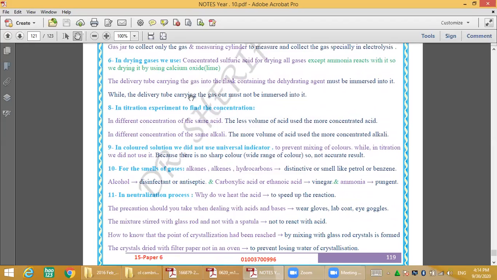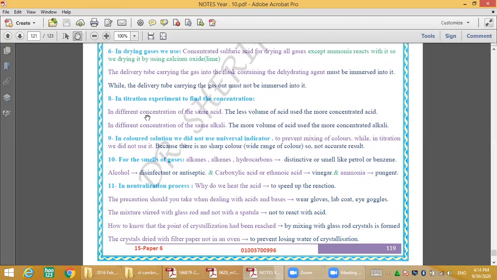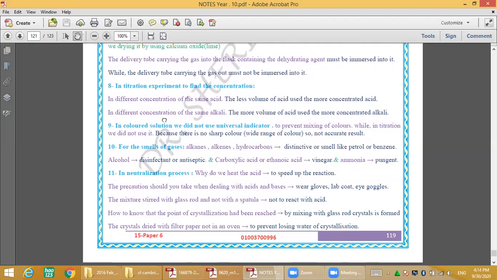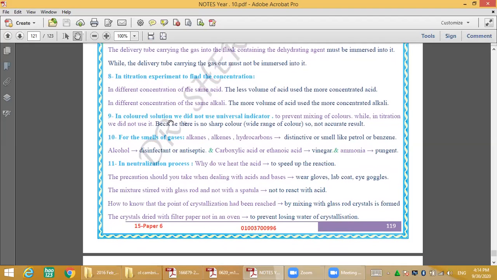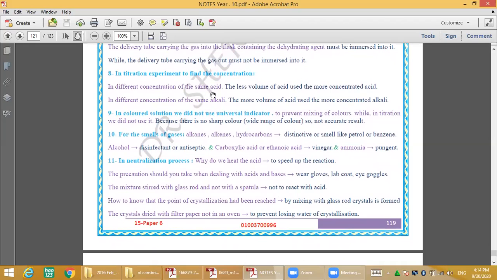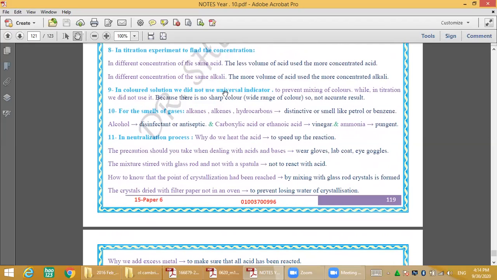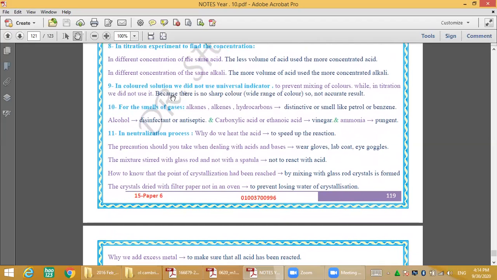The left delivery tube must be immersed, while the right delivery tube must be above to allow gas to escape. In titration experiment, you will find that in different concentrations of the same acid, the less the volume of acid, the more concentrated the acid, while in case of alkalis, the more the volume of acid, the more concentrated the alkali. In colored solution, we don't use the universal indicator to prevent interference of color or mixing of colors.